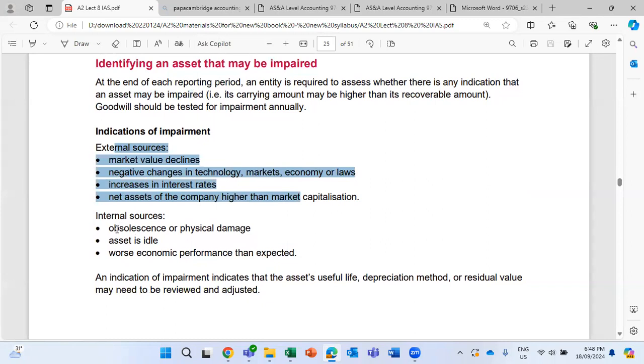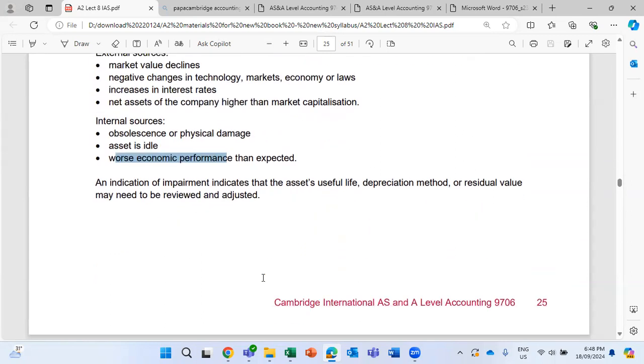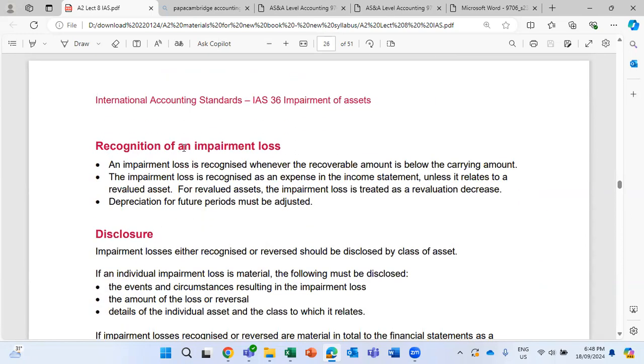For internal sources, if the asset is obsolete or physically damaged, or the assets are idle, or worse, the assets do not perform as expected, then it's time to impair them. So, recognition of an impairment loss. An impairment loss is recognized whenever the recoverable amount is below the carrying amount. This is important. Whenever the carrying amount is greater than the recoverable amount, the difference will be an impairment loss.